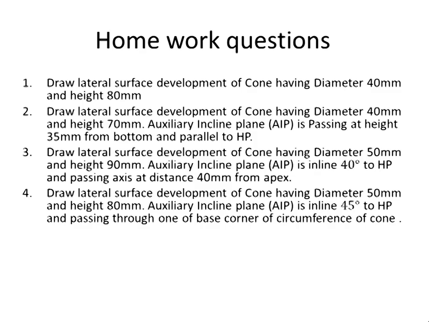Okay. Next, homework questions. First is, draw lateral surface development of cone having diameter 40 mm and height 80 mm. Then draw lateral surface development of cone having diameter 40 mm and height 70 mm. Auxiliary inclined plane is passing at height 35 mm from bottom and parallel to HP. Third question is, draw lateral surface development of cone having diameter 50 mm and height 90 mm. Auxiliary inclined plane is inclined 40 degree to HP and passing through axis at distance of 40 mm from apex.